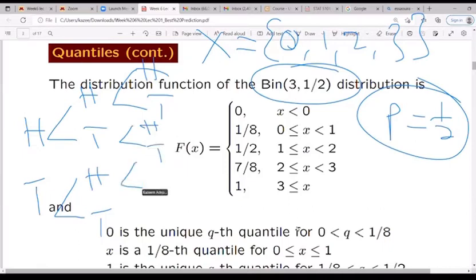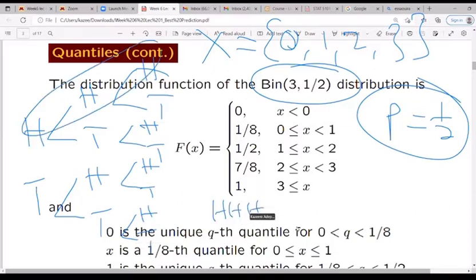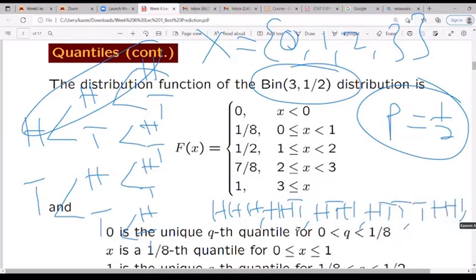So I'm going to write out the sample space now. Take a look at this. You're going to have head, head, tail, then head, then tail, then head, tail, head, and tail.